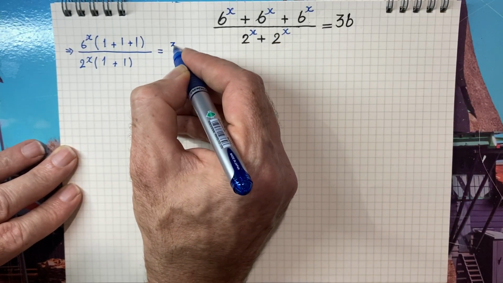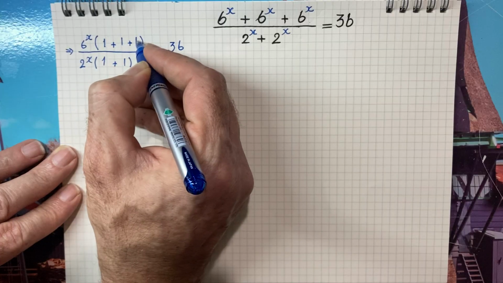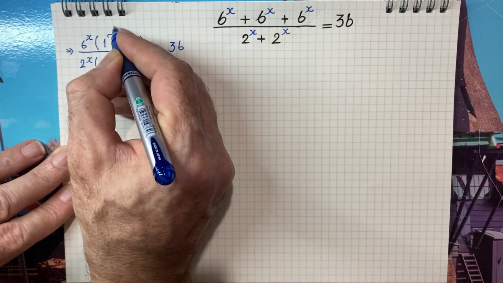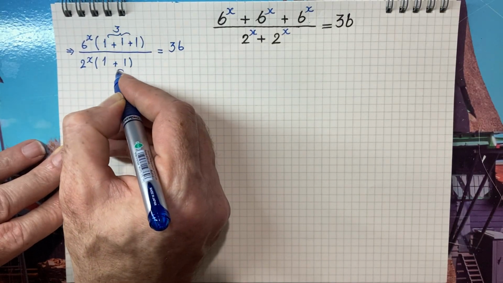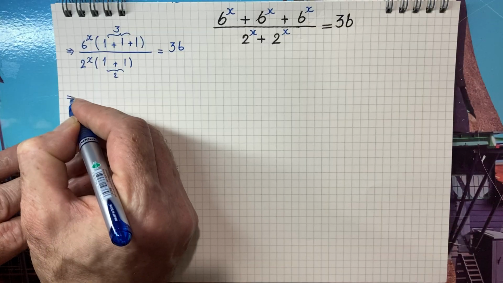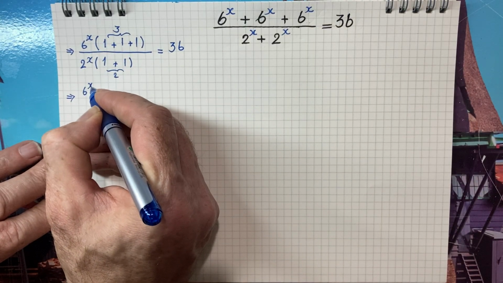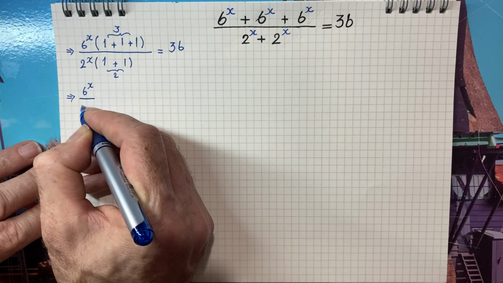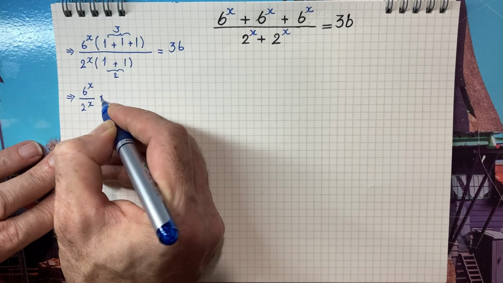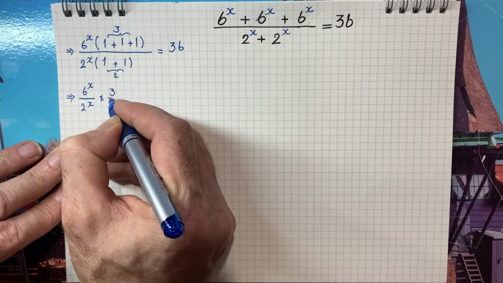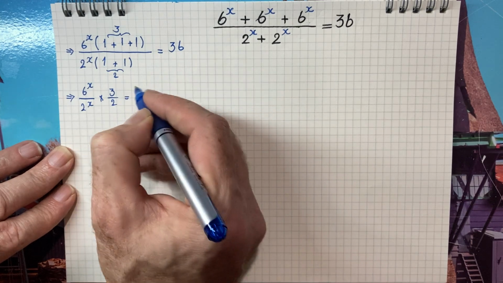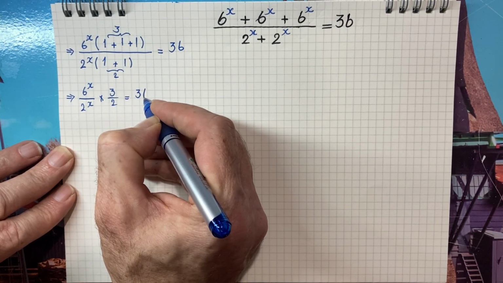Right hand side we have 36. 1 plus 1 plus 1 is 3, and 1 plus 1 is 2. So it is going to be in the form of 6 raised to the power of x over 2 raised to the power of x times 3 over 2. This is the left hand side, right hand side 36.